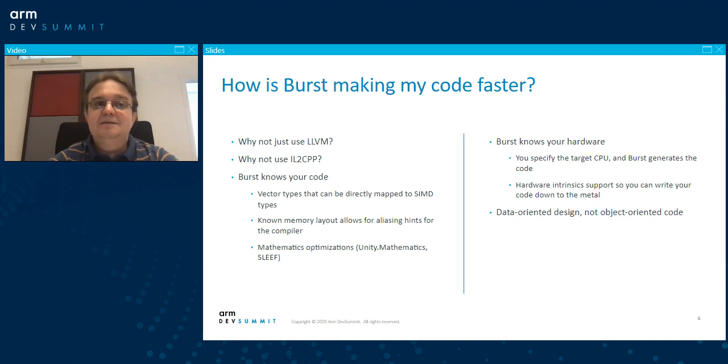And in a typical Unity style, we provide you the possibility to handwrite your assembly code if for some reason you're not satisfied with the default output. For that, we expose hardware intrinsics. So if you take a step back and look at these two items, does it remind you of anything?